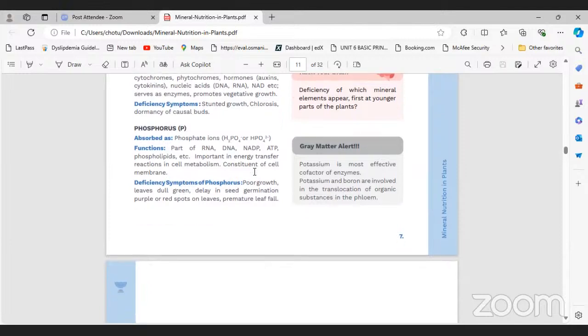Coming to the second one, phosphorus. Functions of phosphorus. It is absorbed by the plants from the soil in the form of phosphate ions, that is H2PO4 minus and HPO4 2 minus. Phosphorus is one of the most important elements for the plant. The necessity of phosphorus was discovered by the scientist Ville in 1853 to 57.